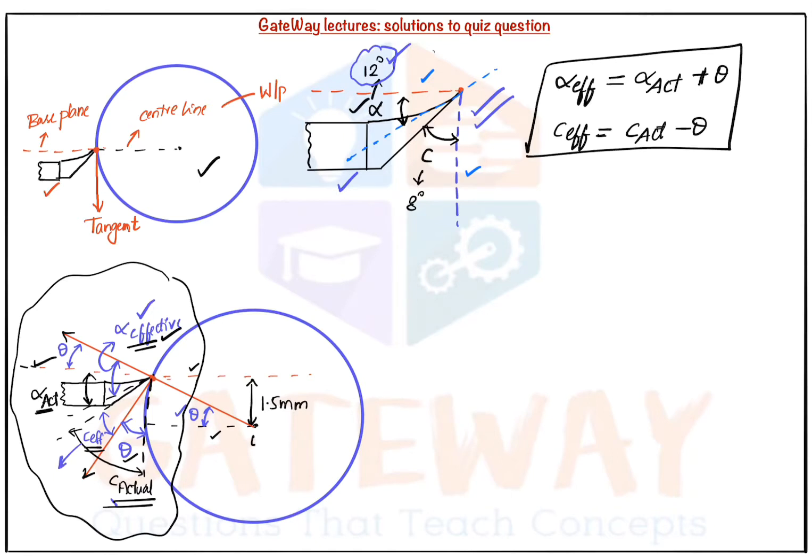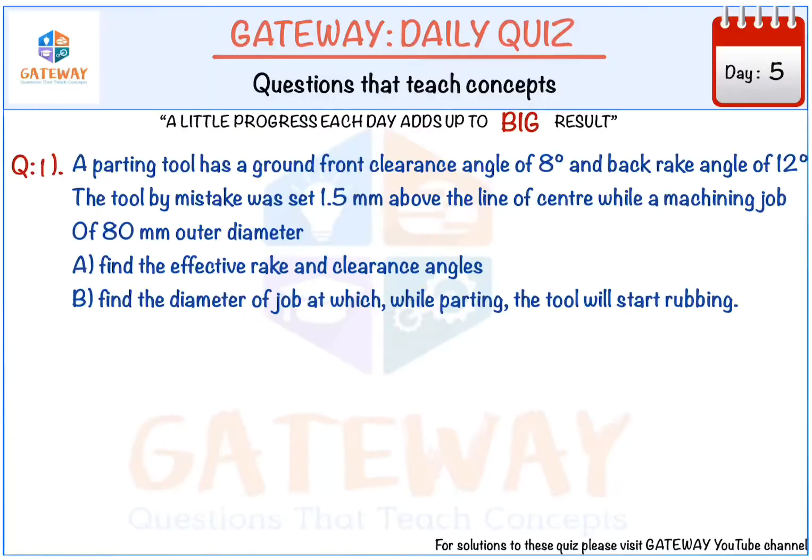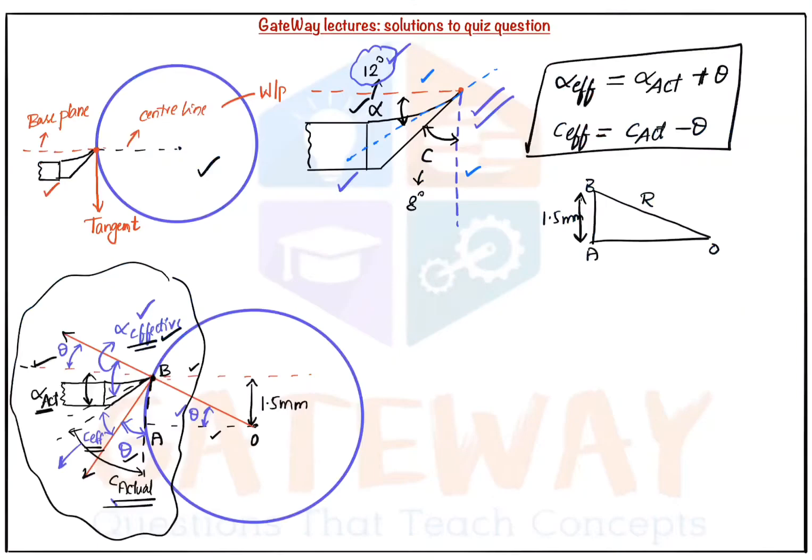That we can simply calculate. Observe the triangle OAB. This is our O, this is A, and this is B. This AB distance is nothing but the offset of 1.5 mm. And this OB is nothing but the radius of the workpiece. In the question, the diameter was given as 80 mm, so our radius now will be 40 mm. And this is our angle theta by which our common normal rotates by placing the workpiece at an offset of 1.5 mm. And now here we can apply sine theta is equal to 1.5 upon 40. From that we can get the value of theta as 2.149 degrees.